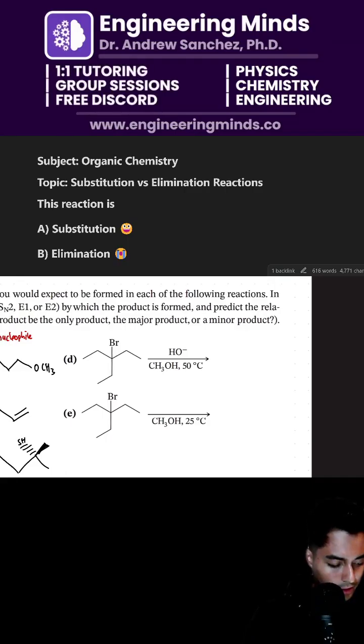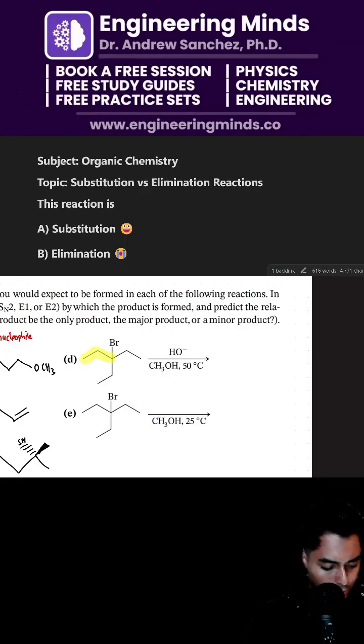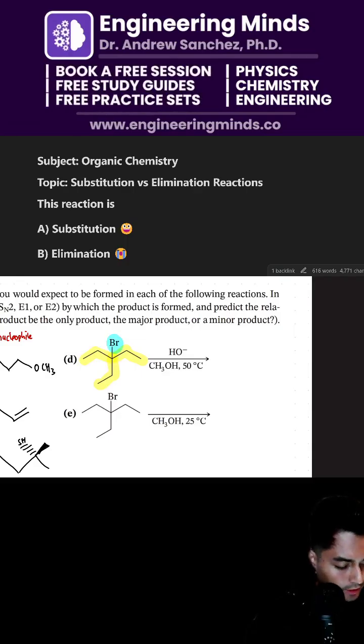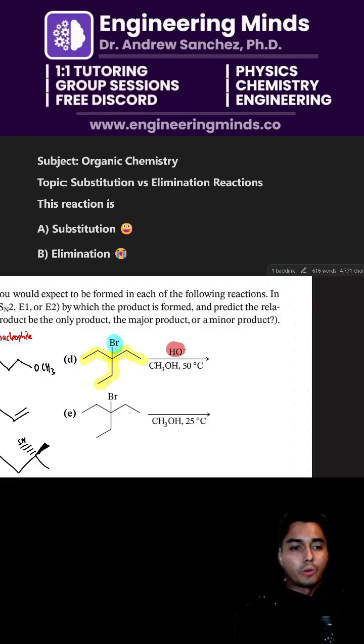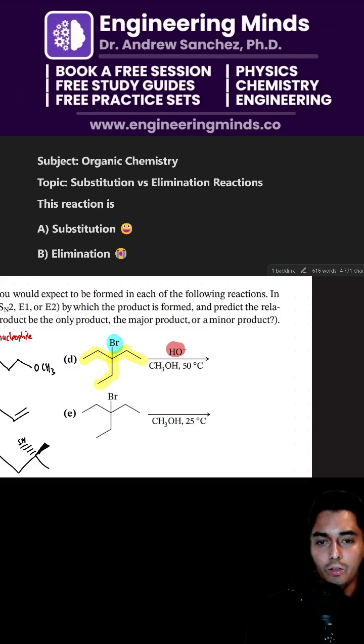So guys, what do we have here? Is this primary, secondary, or tertiary? Let's start to answer it as we go through. Our bromine is our leaving group here, and this time we have OH minus. Ooh, OH minus. So we have a problem, because OH minus is what? OH minus is a strong base or a nucleophile.